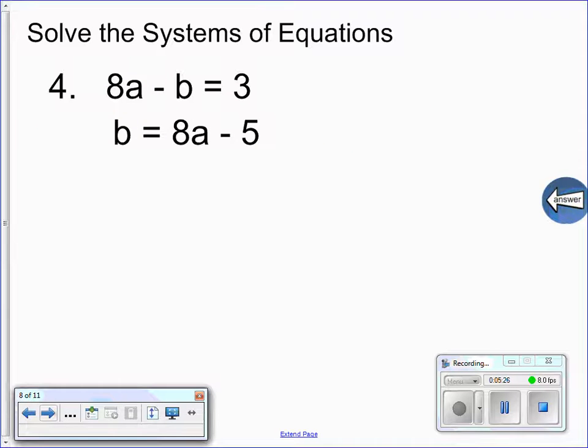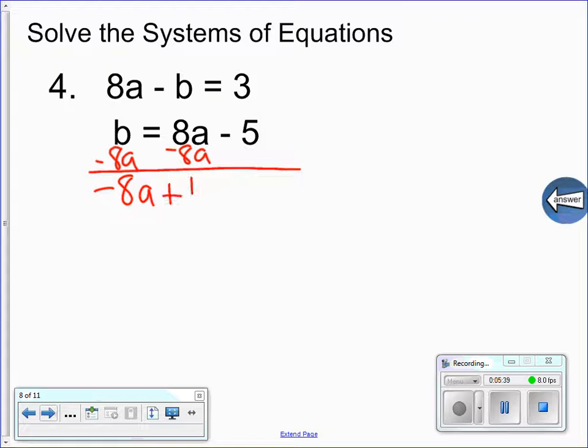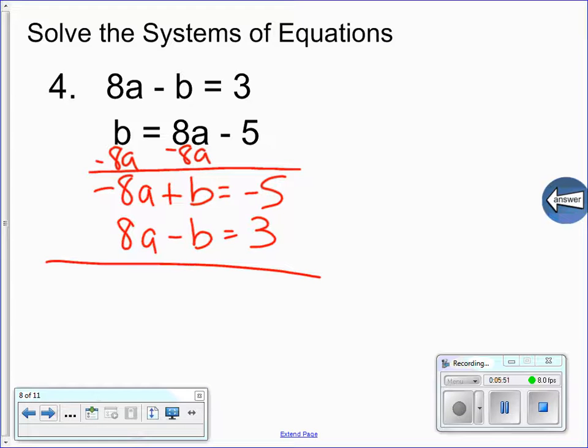Number 4. This second one is not in standard form, so I need to change it to standard form. I would subtract 8a from both sides, and that would give me negative 8a plus b equals negative 5. So I'll put that other equation underneath, and that says 8a minus b equals 3. My 8's are the same, one is positive, one's negative, so I'm going to add. That becomes 0, that becomes 0. So I get 0 equals negative 2. 0 does not equal negative 2, so there is no solution.